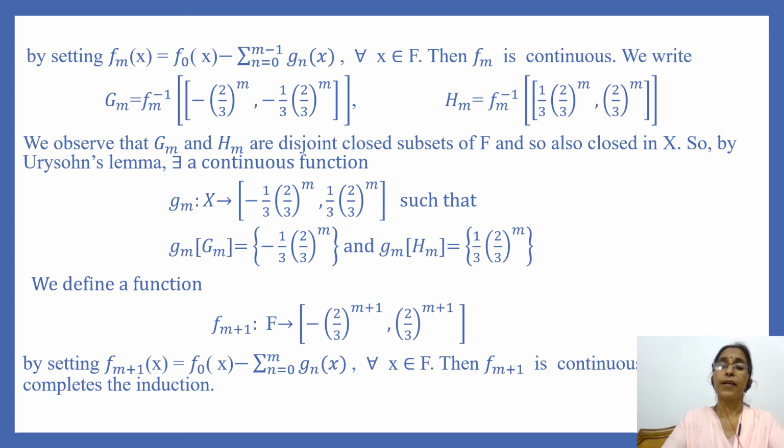We define a function f_{m+1} from set F to the closed interval [−(2/3)^{m+1}, (2/3)^{m+1}] by setting f_{m+1}(x) = f_0(x) − Σ g_n(x), n varies from 0 to m, for every x belongs to F. Then f_{m+1} is continuous, being a linear combination of continuous functions. So this completes the induction.